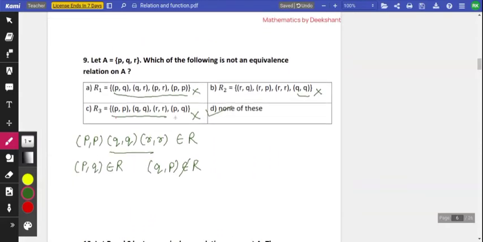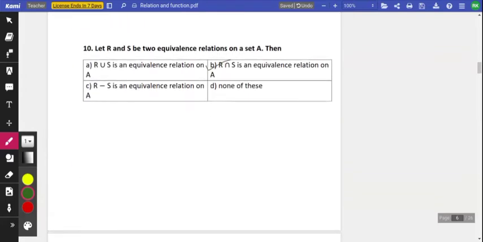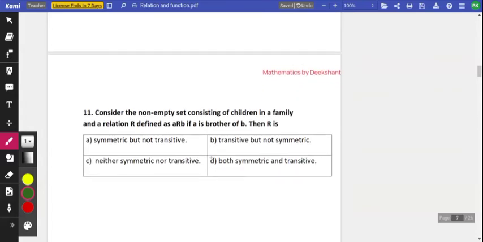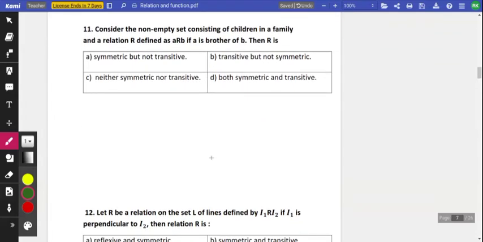In the ninth question, option D should be all of these, because all of A, B, and C are not equivalence relations. In the 10th question, the correct answer is option B. Again, in this question, you have to check whether the given relation is reflexive, symmetric, or transitive. A relation R shows that A is brother of B. A is brother of B.